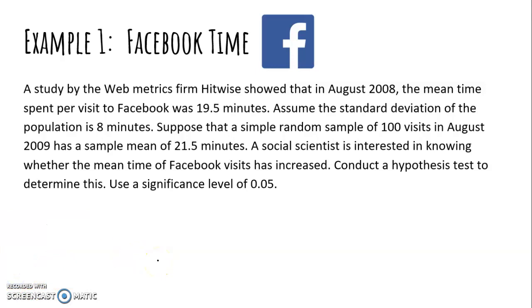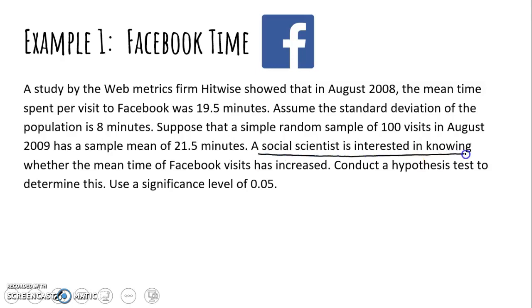Okay, a study by the web metrics firm Hitwise showed that in August 2008, the mean time spent per visit to Facebook was 19.5 minutes. Assume that the standard deviation of the population is 8 minutes. Suppose that a simple random sample of 100 visits in August 2009 has a sample mean of 21.5 minutes. A social scientist is interested in knowing whether the mean time of Facebook visits has increased. Conduct a hypothesis test to determine this. Use a significance level of 0.05.